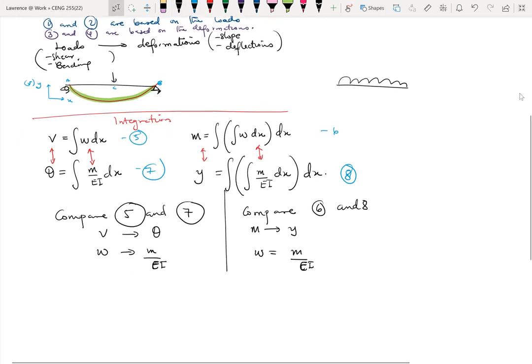Now, because of this correlation between these 2 points, or I mean, if we compare the shear with the slope, and also we compare the moments with the displacement, which we have over here. So here we are comparing moments. We compare moments with displacement.